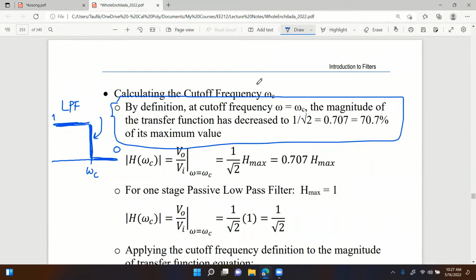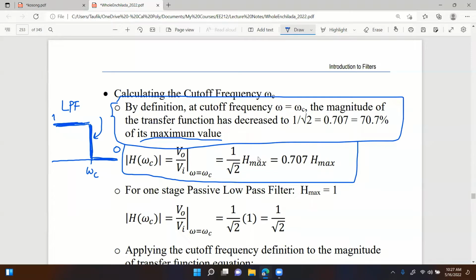So cutoff frequency, how do you define cutoff frequency? By definition, at cutoff frequency, omega equals omega c, the magnitude of the transfer function has decreased to 1 over root 2 of its maximum value. So here's the mathematical translation of that definition. At cutoff frequencies, the gain of the transfer function, V out over V in, when omega is equal to omega c, is going to be equal to 1 over root 2 of H max, the maximum gain that the filter has.